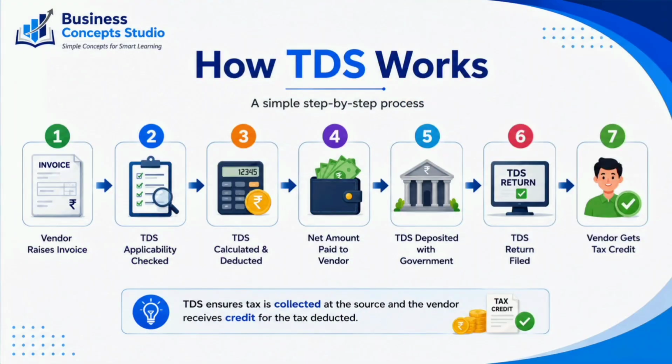First, a vendor or service provider raises an invoice. The person making the payment checks whether TDS is applicable. If applicable, the TDS amount is calculated and deducted. The balance amount is paid to the vendor, and the deducted tax is later deposited with the government.